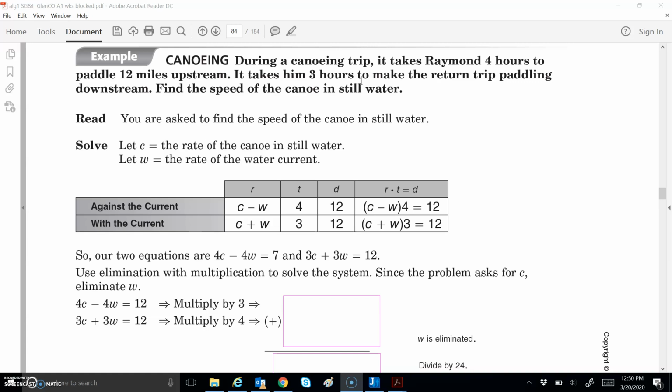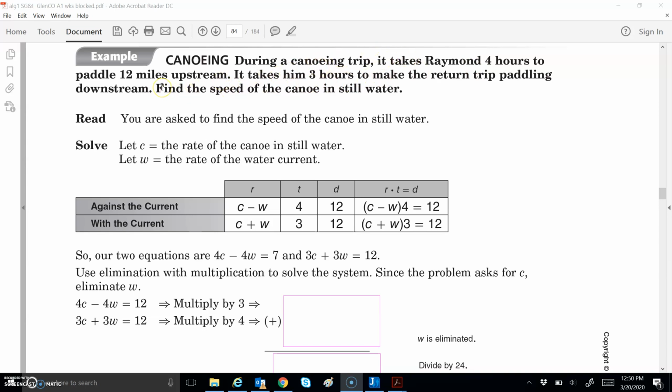going on. Canoeing. During a canoeing trip, it takes Raymond 4 hours to paddle 12 miles upstream. It takes him 3 hours to make the return trip paddling downstream. Okay, so it takes 4 hours to paddle 12 miles upstream. So upstream, it takes 3 hours downstream. So it takes less time when you're going with the current than against it.